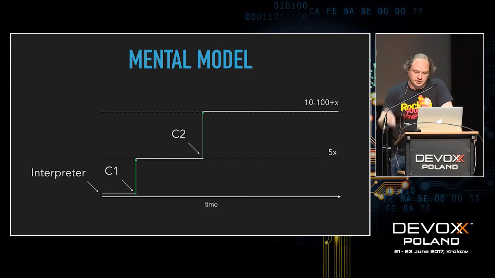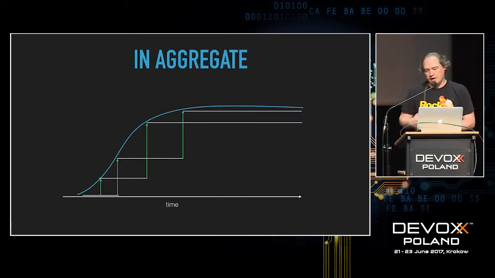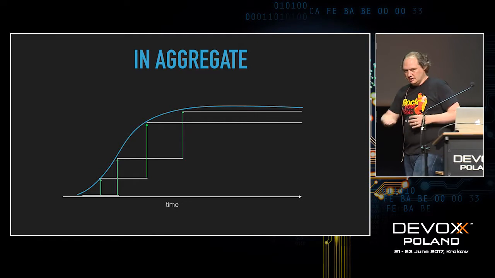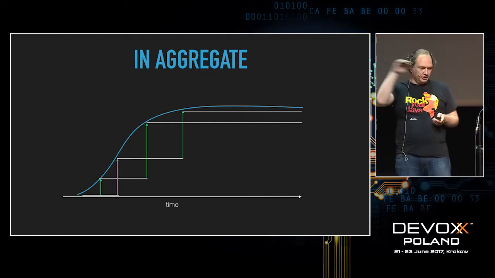And it is a stair step. Here shown going up rather than down, but it is a stair step for an individual method. In aggregate, we're doing this for a lot of methods, and the net effect on performance is more of a curve.